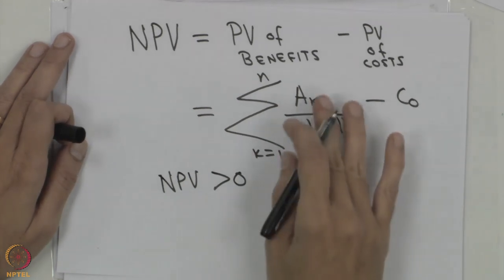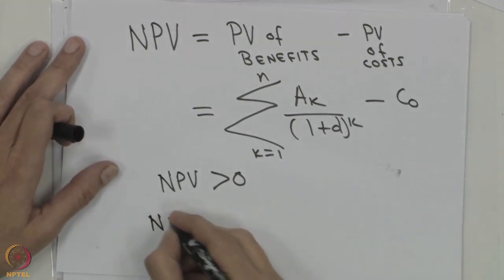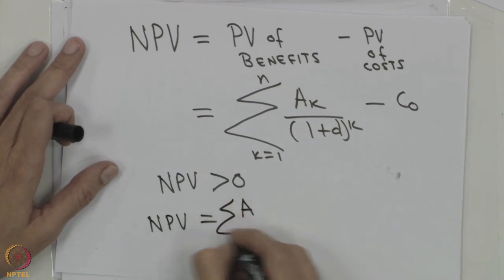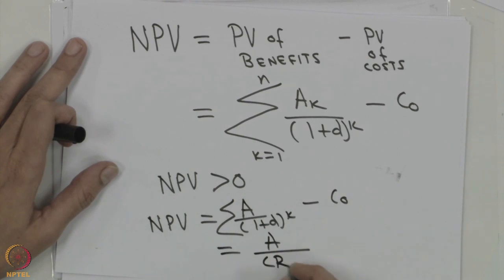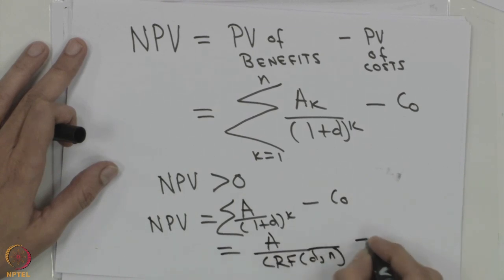If we now had the special case where AK is constant, then NPV will be equal to the sum of A by (1+d)^K, minus C0, which will be A by CRF(d, N) minus C0. So this is the net present value, and this is commonly used by many of the companies for their decision making. If you look at the two examples that we talked of, where A had a life of 3 years and B had a life of 8 years, you will find that when we calculate the NPV, the NPV of B is greater than A. Of course, it will depend on the discount rate, but you can make that calculation. I have an example, and you can do this calculation yourself.